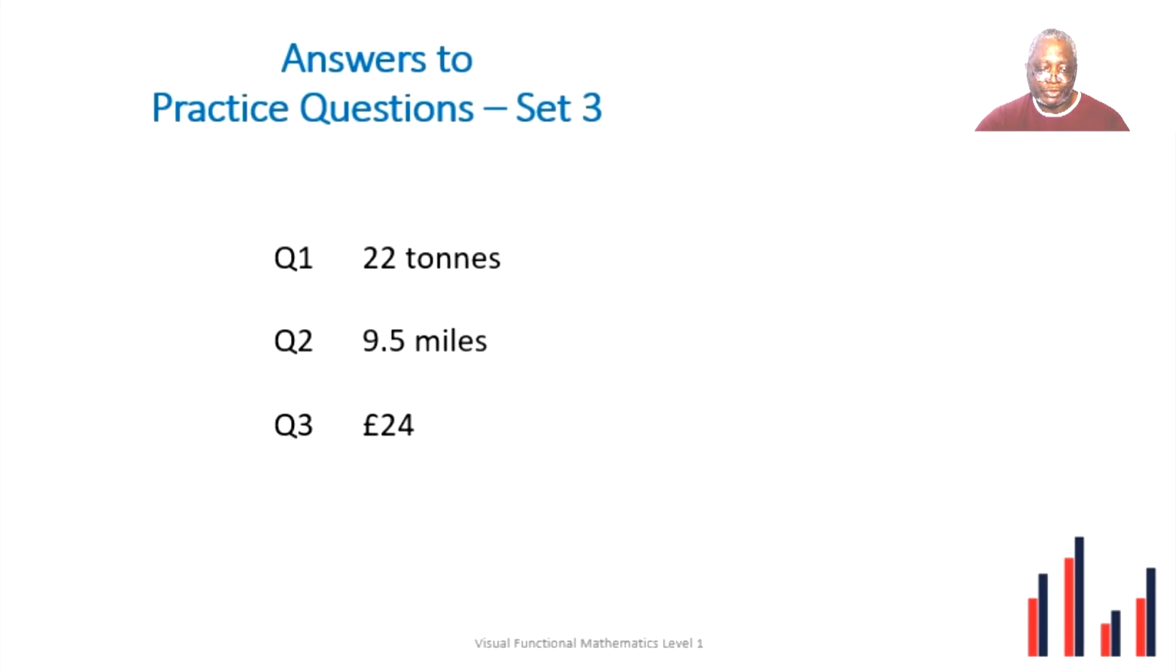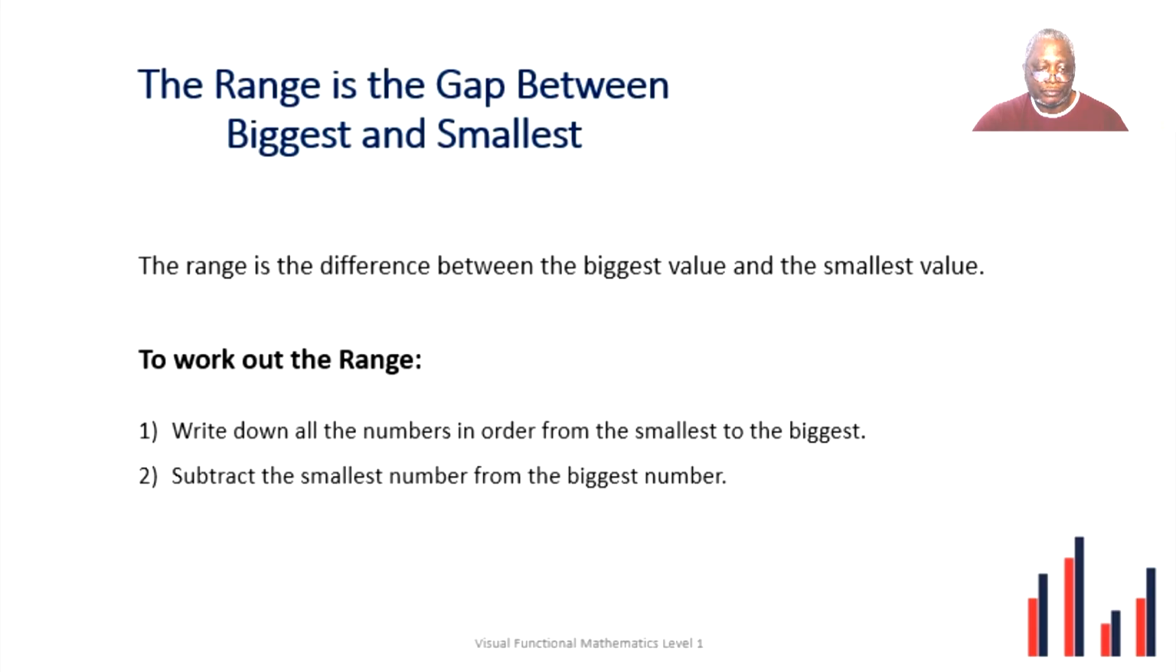Question 1, 22 tons. Question 2, 9.5 tons. Question 3, 24 tons. The range is the difference between the biggest value and the smallest value. To work out the range, you write down all the numbers in order from smallest to largest, and then you subtract the smallest from the largest.